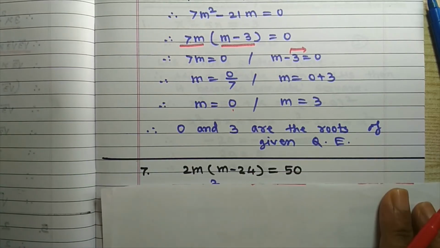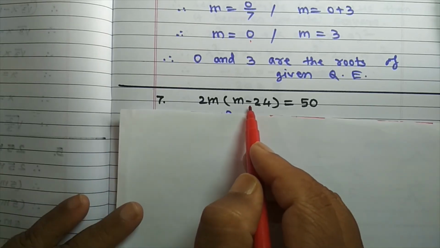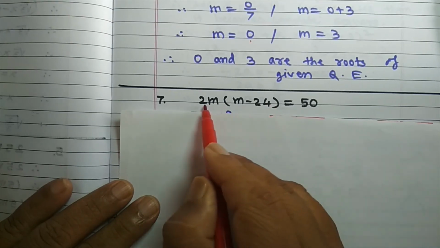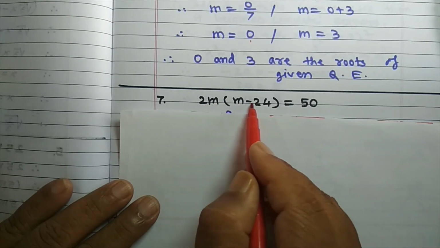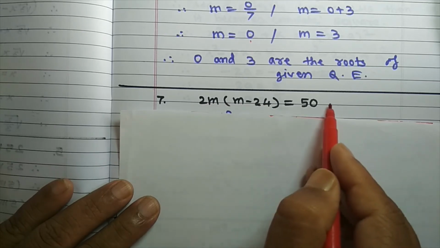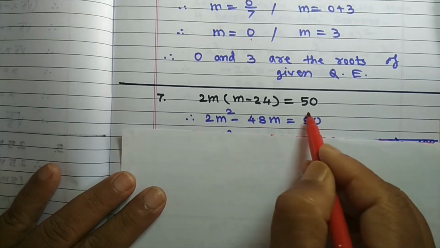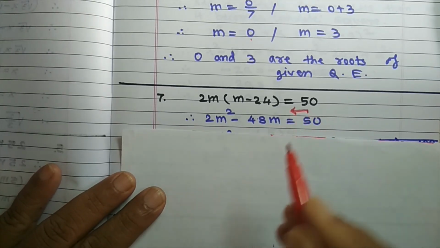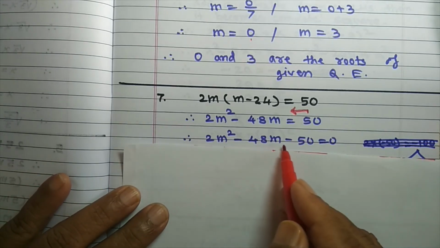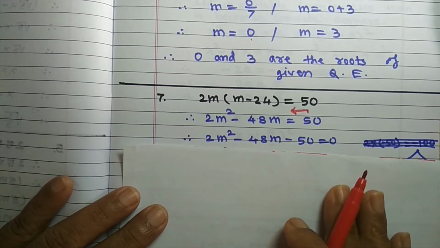Another type of example, see here 2m in bracket m minus 24 is equal to 50. We have to multiply 2m to this bracket. 2m into m means 2m square, minus 2m into 24 means 48m is equal to 50. 2m square minus 48m is equal to 50. We have to take 50 to the left side of that equality, then it becomes minus 50. 2m square minus 48m minus 50 is equal to 0.